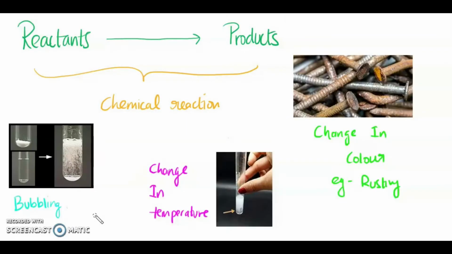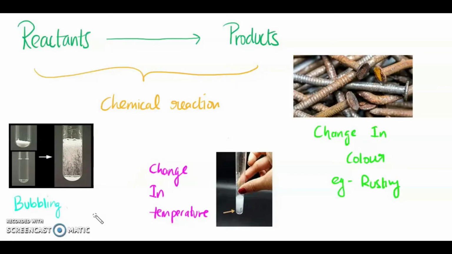But how do we know that a chemical reaction has taken place? I mean, what kind of clues do we have? We know atoms and molecules are very, very tiny, so we can't really see them react with each other. But if that's the case, then how do we know that a chemical reaction has taken place? Well, there are a few clues that we can use.